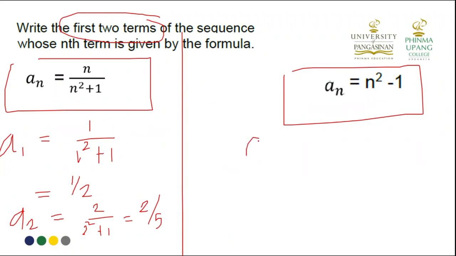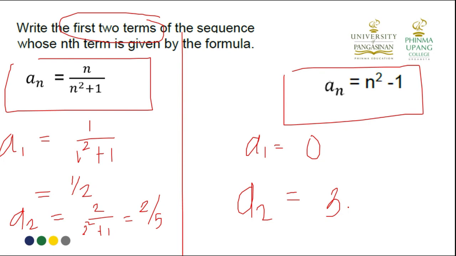Next. What is the first term of this one? Answer? 0. How about the second term of the right side equation? Answer is 3. Diba? Dali-dali lang. Ganyan na ganyan ang gagawin ninyo sa quiz at exam.